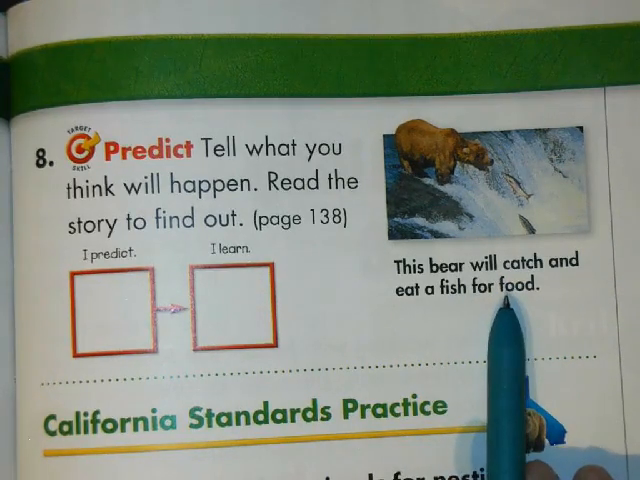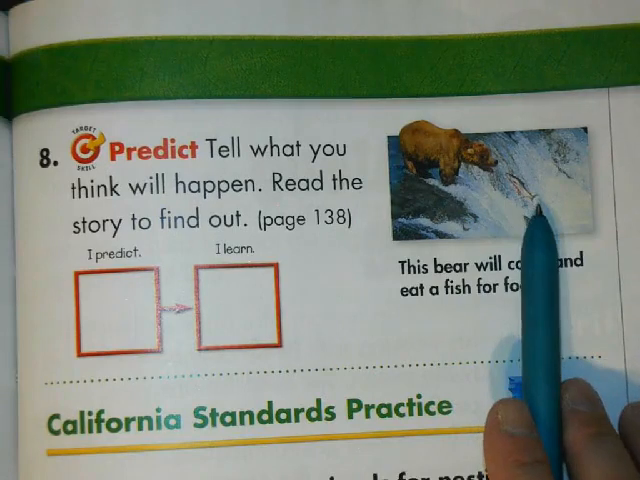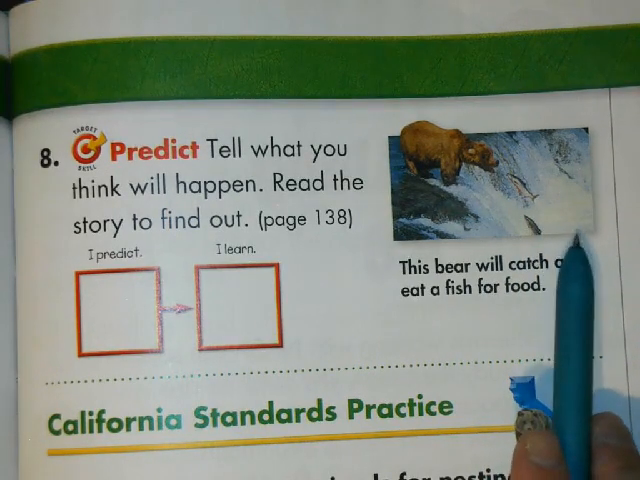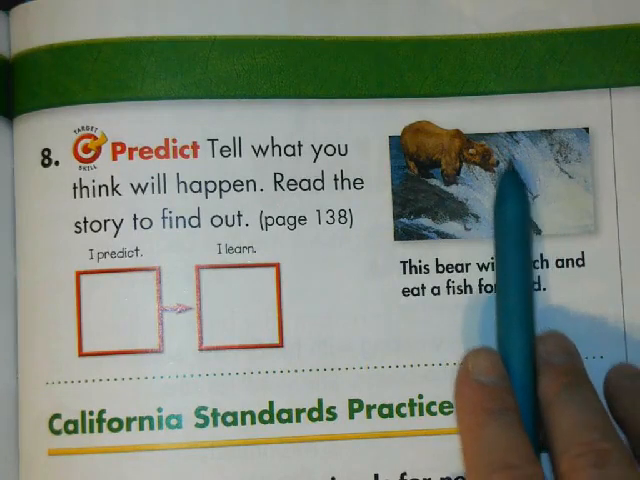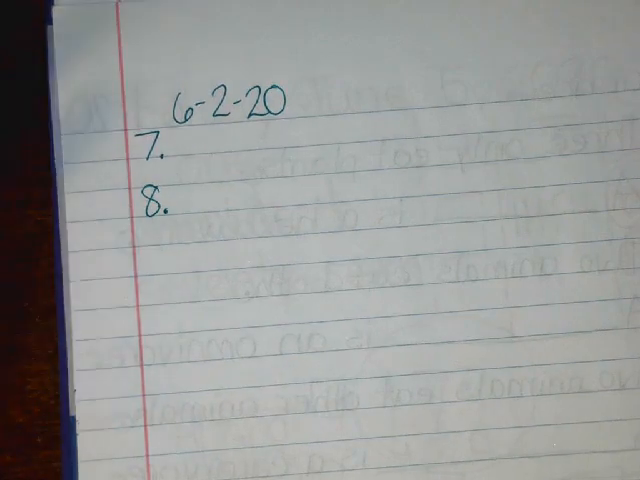So the bear is continuing the food chain, right? Because he's going to eat another animal. And this fish probably ate some plants in the water. So it goes from the plants to the fish to the bear. And nothing really eats the bear, so the bear is at the top of the food chain. Okay, so for number 8, it kind of already told us the answer, that the bear will eat the fish.